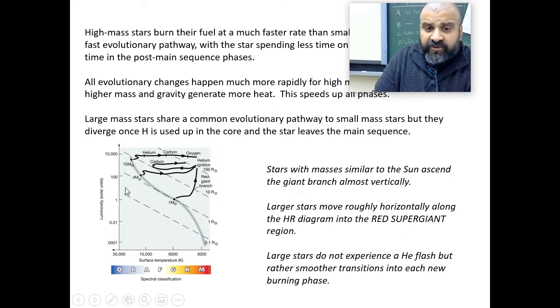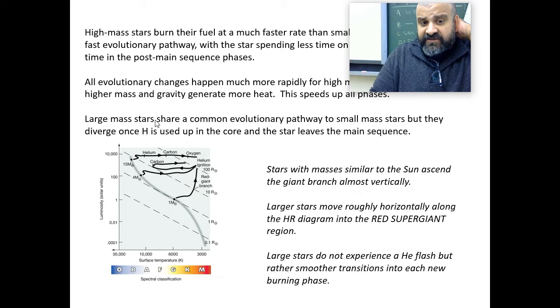So larger stars move roughly horizontally along the HR diagram into the red supergiant region, and they also have a helium flash. Very large stars, I should have said very in here, do not experience the helium flash as they transition into a red giant. This star, 15 times the mass of our sun, as it enters the red giant phase, starts fusing helium, then carbon, then oxygen, right? It's still super luminous, but it gets cooler and cooler.